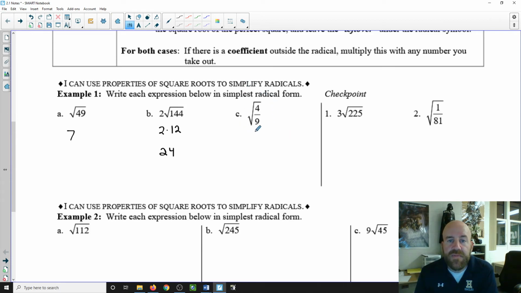Alright, so sometimes we're going to have fractions we're taking the square root of, so what we can do is write these as the square root of 4 over square root of 9. So we can take the square root of the numerator and the denominator separately. So square root of 4 we know is 2, and then square root of 9 is 3. Or we could just think of what times what would be 4 ninths, and we get 2/3. So go ahead and pause and try the checkpoints.